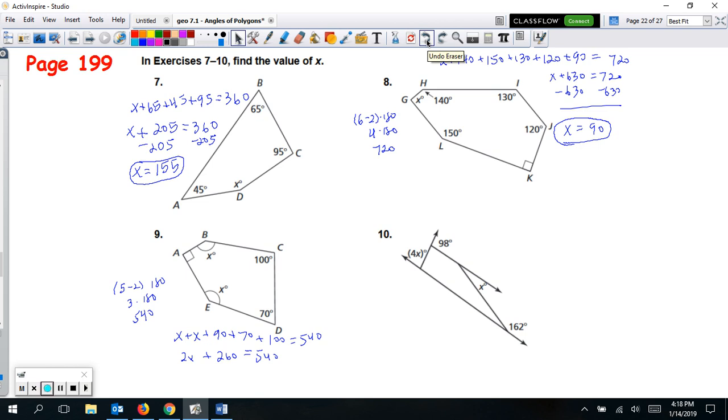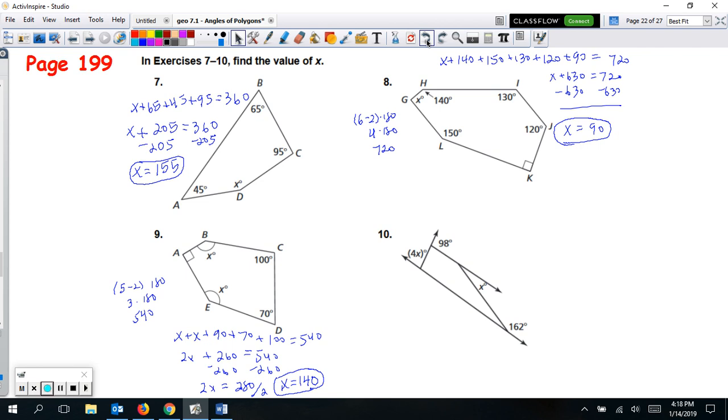We want to subtract the 260 first. 540 minus 260 would give us 280. So now we have 2x is equal to 280. Just got to divide by 2. So 280 divided by 2, that's going to end up giving us 140 for x. So there's your answer for number 9.